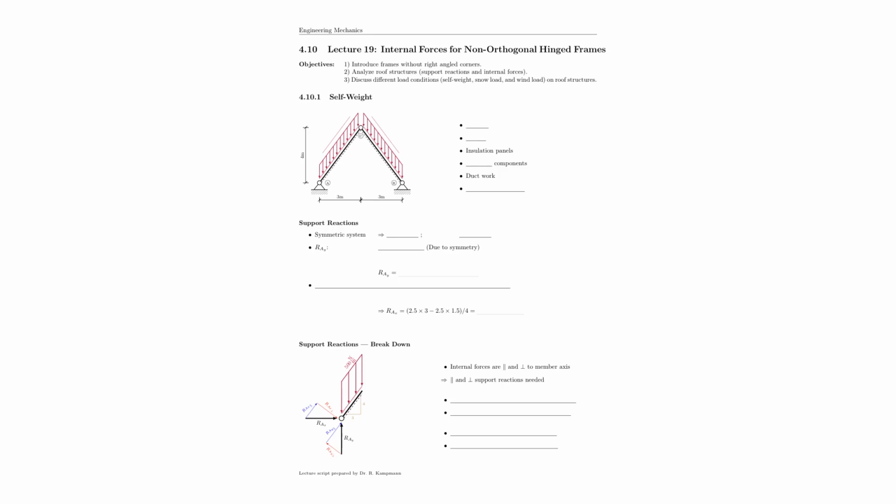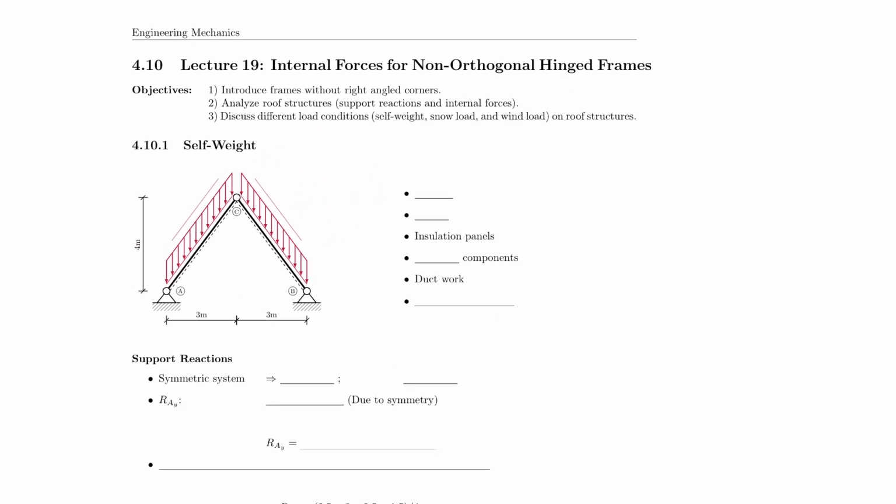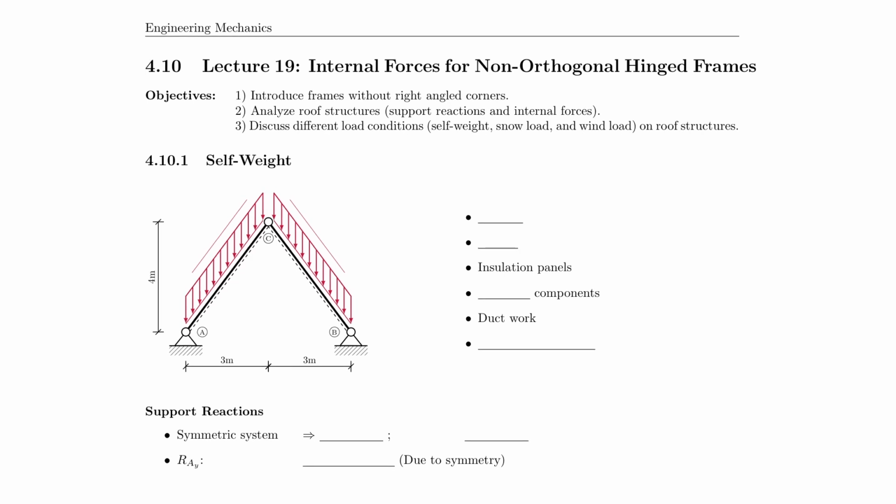Welcome back to Engineering Mechanics, Lecture 19. In Lecture 19, we will focus on internal forces for non-orthogonal hinged frames. Non-orthogonal hinged frames is a fancy word for pretty much roof structures and anything else that has non-right-angled corners. So our first objective will be to introduce frames without those right angles and then look at those for the support reactions and the internal forces, as we see here.